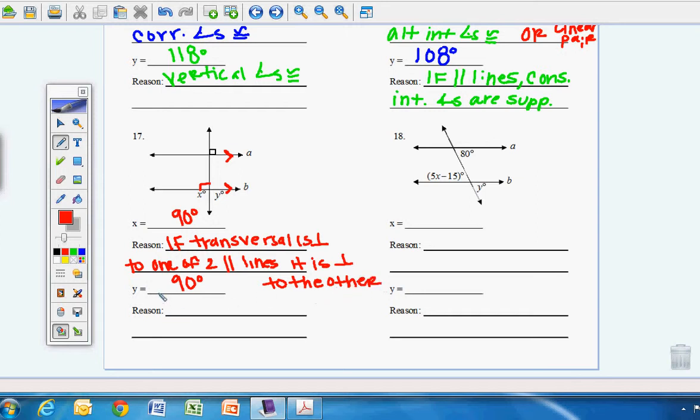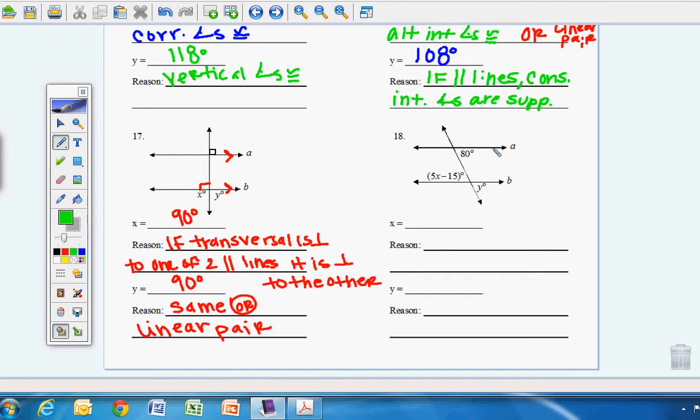Okay, and then if we look at Y, we can say that it's going to be the same. It could be the same idea, or you could say that it's a linear pair. And linear pairs add up to 180. So then you'd have to show me 180 minus that. All right, and then the last one, let me change the color here.